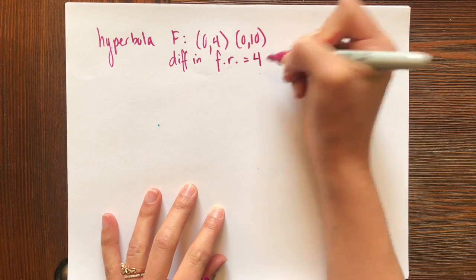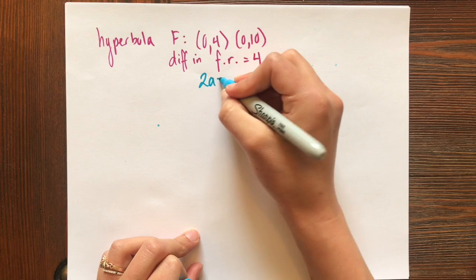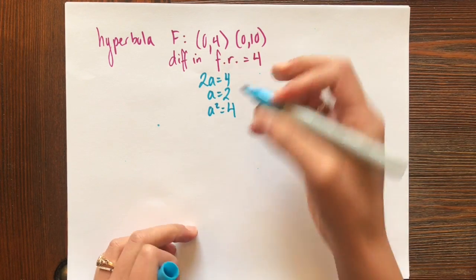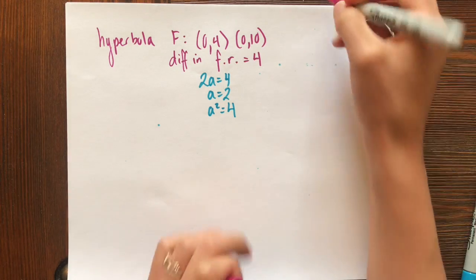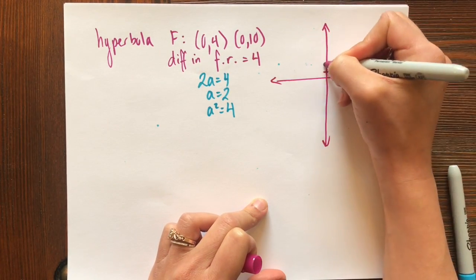So I know that 2a is equal to 4, so a is equal to 2 and a squared is equal to 4. So let's go ahead and just map that out right away. And then we're going to sketch where our foci are in relation to each other. But anyway, we're going to graph these 2 foci.